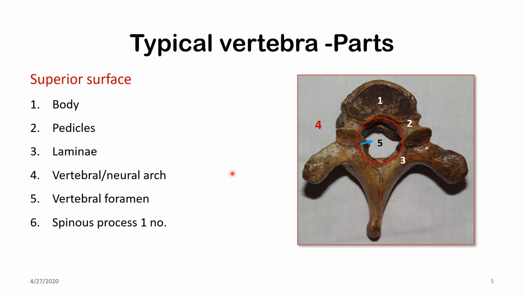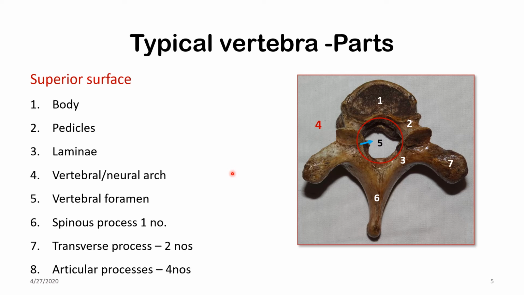Then there is a single spinous process. So it is the spinous process. Then the paired processes. Two transverse processes will be there, and then the 4 articular processes, a pair of superior articular processes and a pair of inferior articular processes, which you cannot see in this view because this is a superior surface view.